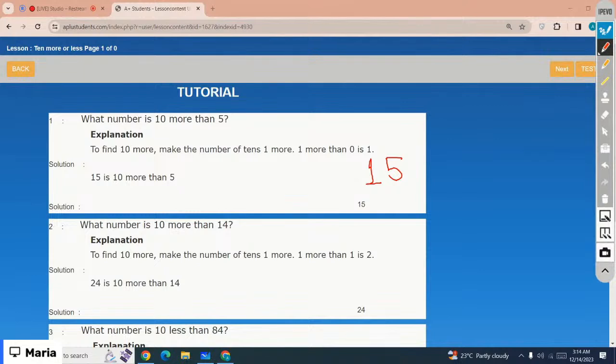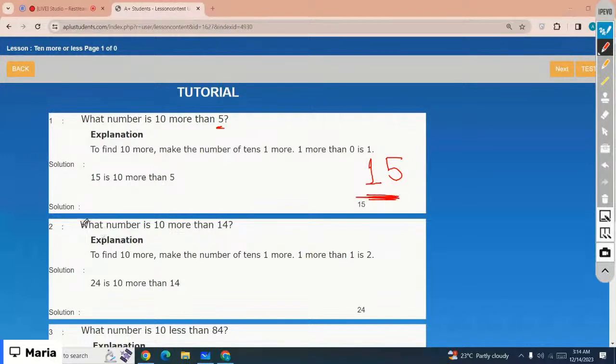Basically, you need to add the 1 at the tens place. Here, when you are given just 5, you don't have any tens digit. The tens digit is 0. So you have to add 1 to the tens place. So 0 plus 1 is 1. That makes it equal 15, right?